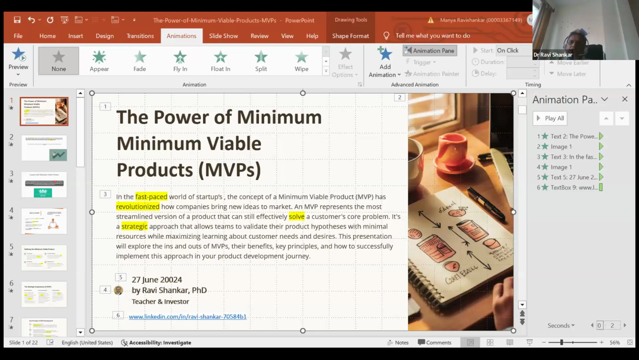Steve Blank is a serial entrepreneur. He's adjunct faculty with multiple universities, Stanford, UC Berkeley, et cetera, and he has quite a few startups up to his name. He says that in an MVP, you're selling the vision, delivering the minimum features to the visionaries, not to the entire market, not to everybody, just to the people who buy into your vision, right?